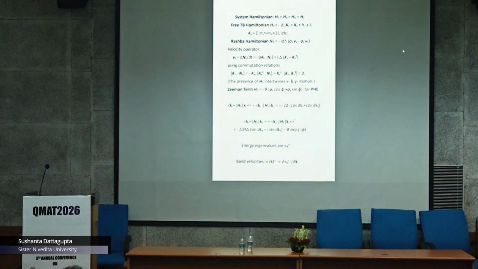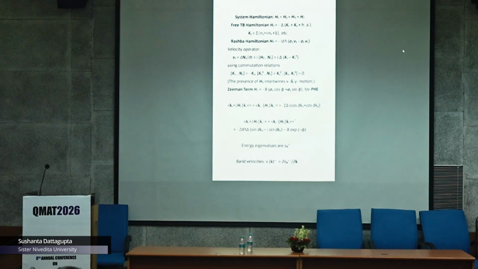And so what the presence of the Rashba Hamiltonian does is it intertwines the x and y motion through the spin-orbit interaction. And then on top of all that, you have the experimentally applied Zeeman coupling, and as I said, we will focus only on the planar Hall effect geometry, where the Zeeman coupling is minus b (sigma_x cosine phi plus sigma_y sine phi) for planar Hall effect.